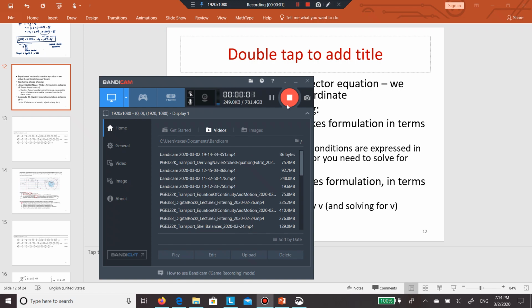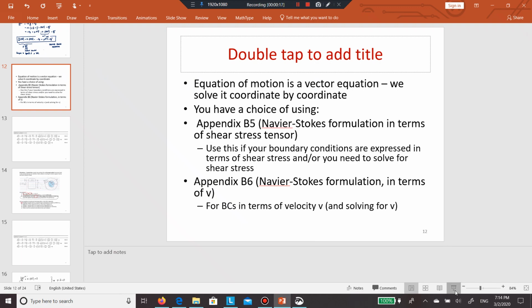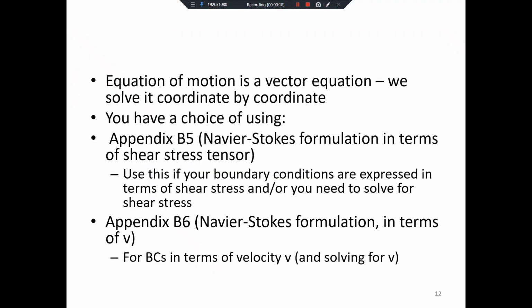Hello everyone. So this is a continuation of solving for Couette flow velocity distribution, and I will just quickly recap what we started with in the class. I first commented that the equation of motion is a vector equation, so we will typically have three equations to work with. If I'm working in a Cartesian coordinate system, then I'm going to have x, y, and z coordinate equations. If I'm in a cylindrical coordinate system, I'm going to have r, theta, and z coordinate equations.